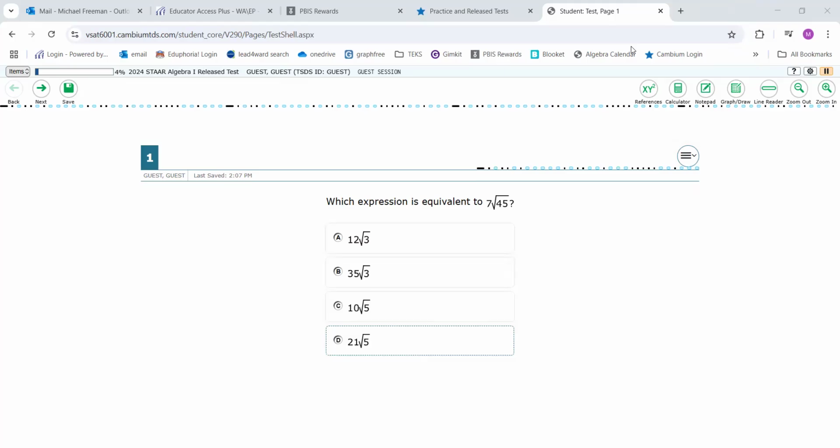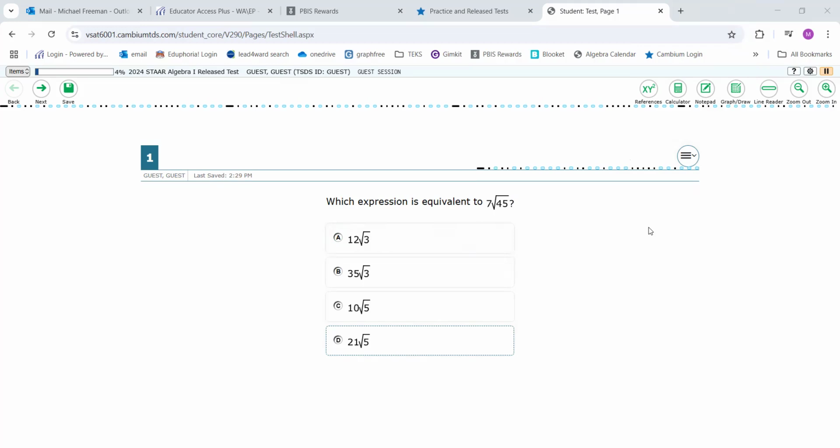All right, so I'm going to walk through last year's STAAR test that we use as our benchmark this year. Question one: which expression is equivalent to 7 square root of 45? Well, this should be the easiest question on our test, right? Because we've learned how to actually solve it algebraically.